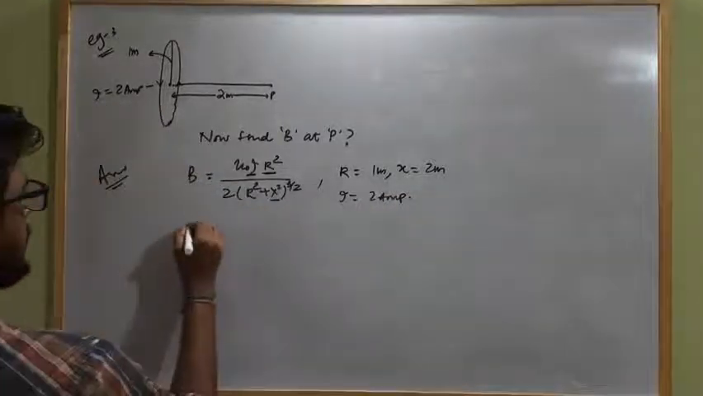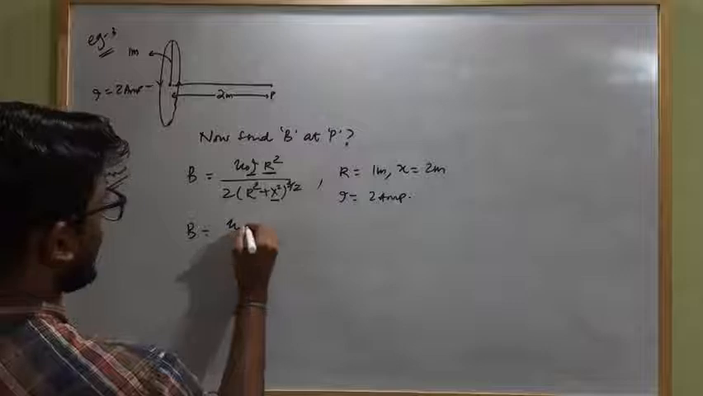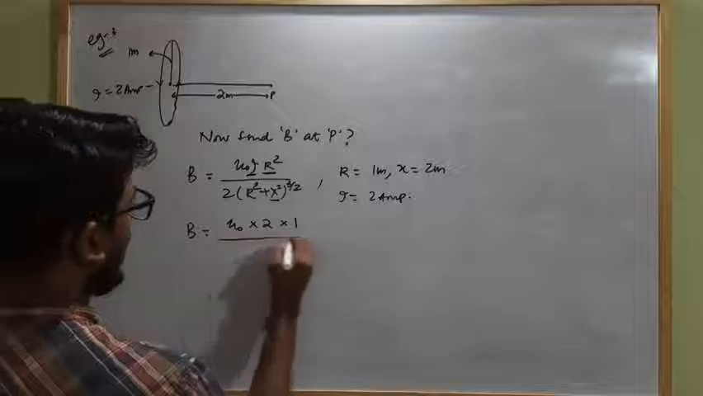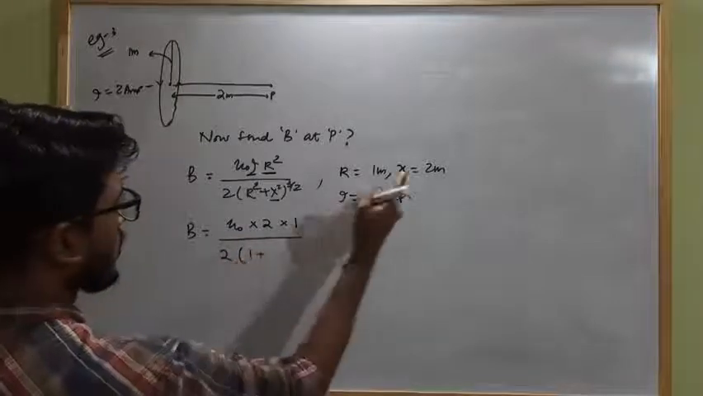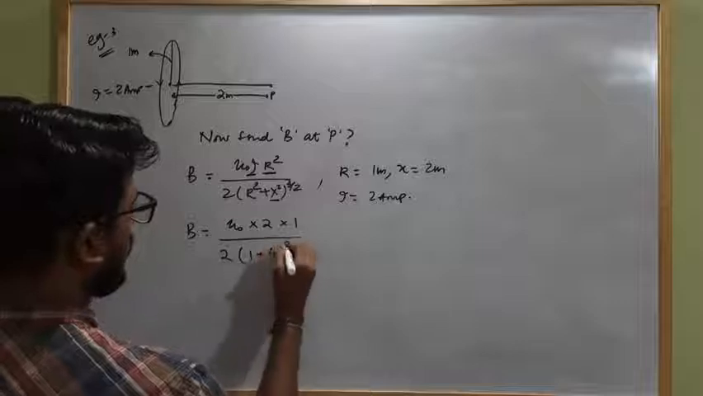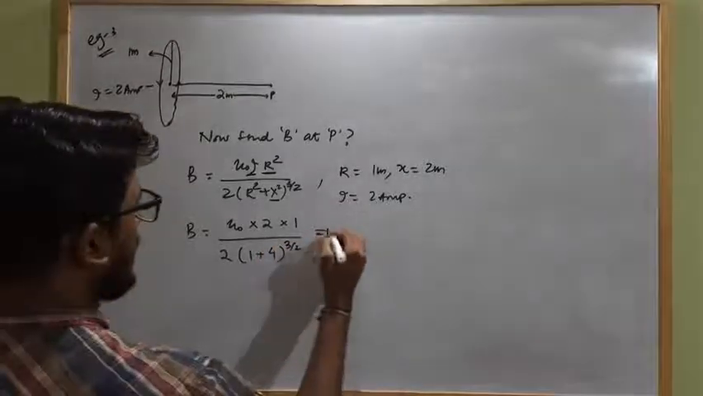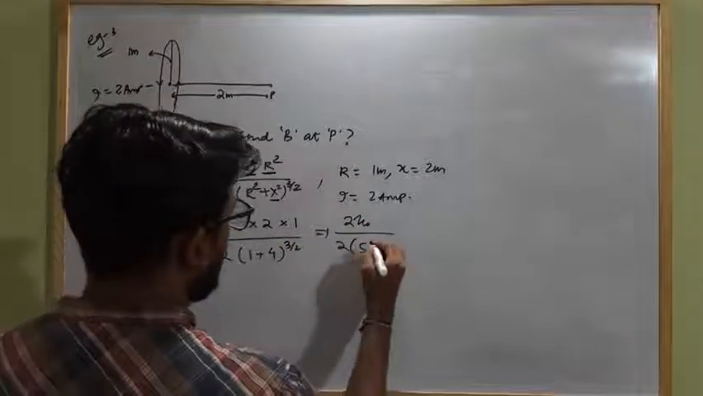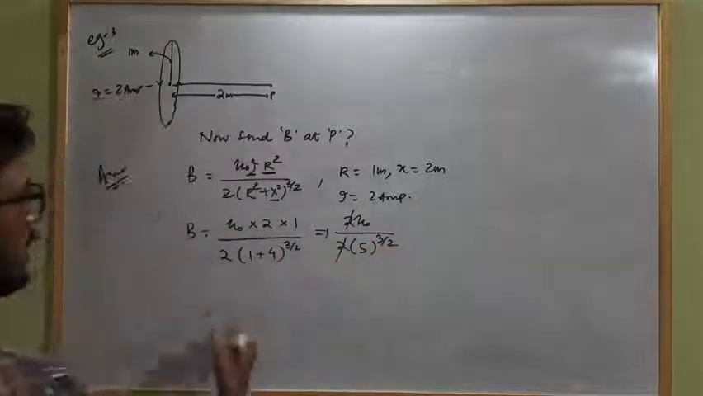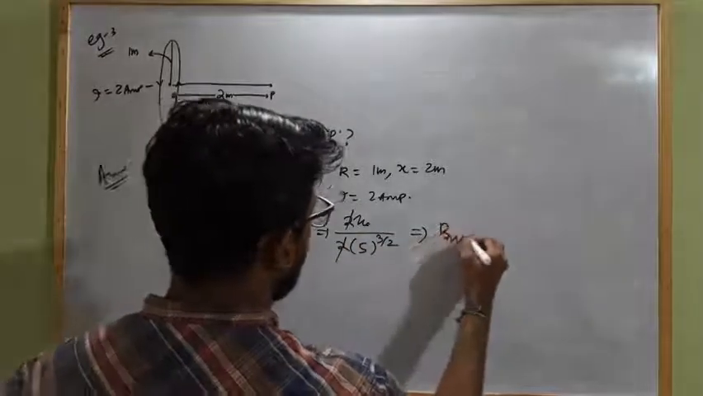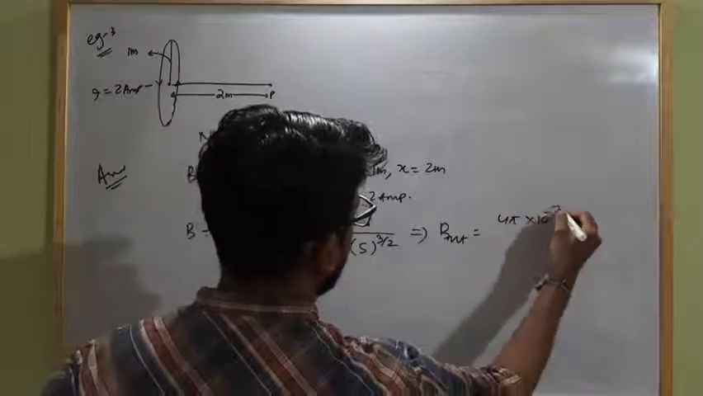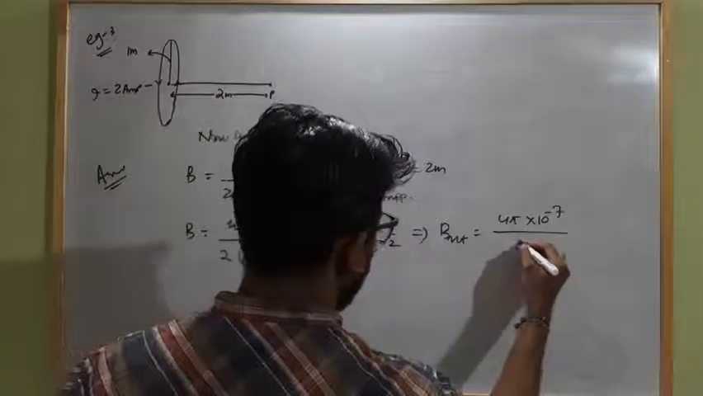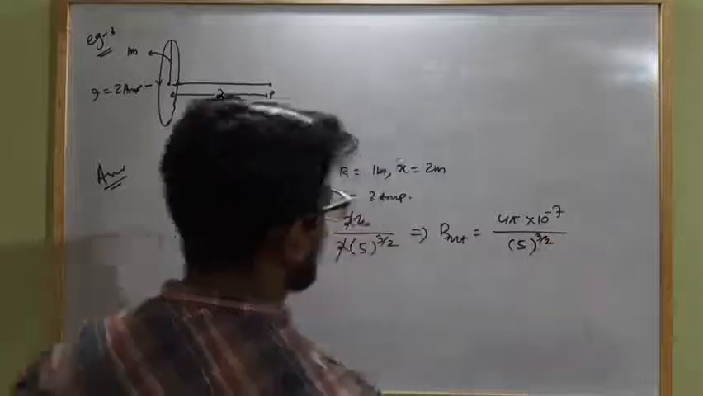So now replacing all this, B will be how much? Mu naught into I equal to 2 into r square, which is 1, divided by 2 into r square which is 1 plus x square which is 4, to the power 3 by 2. So this can be written as 2 mu naught divided by 2 into 5 to the power 3 by 2. 2 will get cancelled. So B net, with mu naught equal to 4 pi into 10 to the power minus 7, is 4 pi into 10 to the power minus 7 divided by 5 root 5, that is 5 to the power 3 by 2.